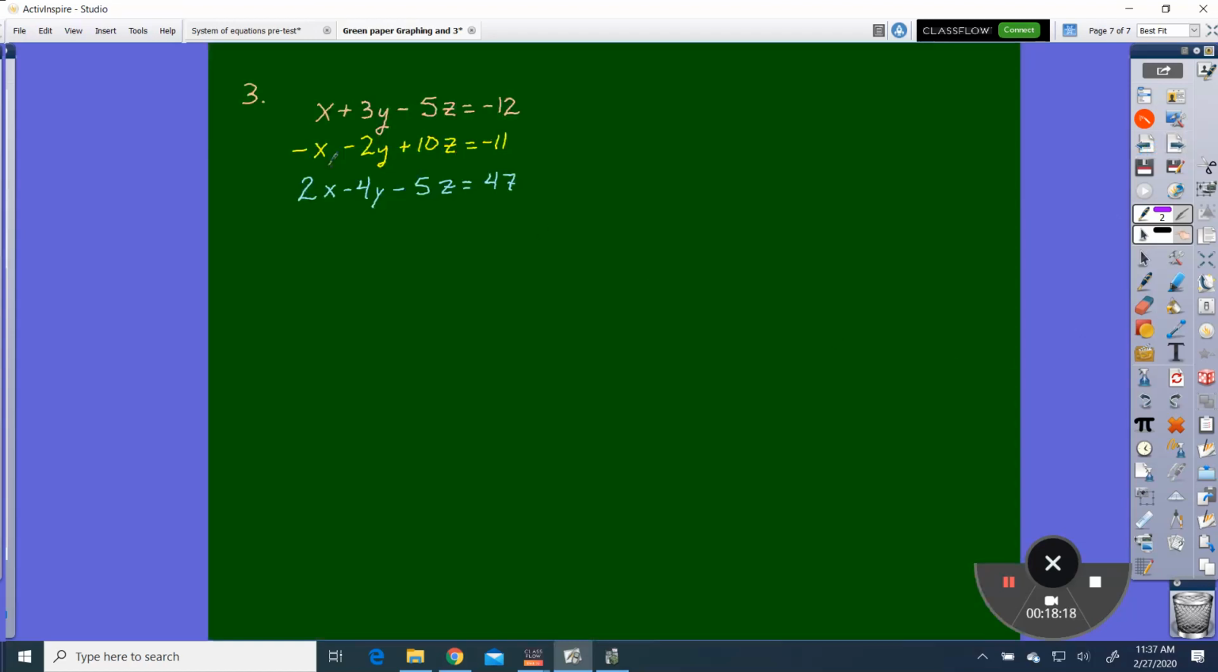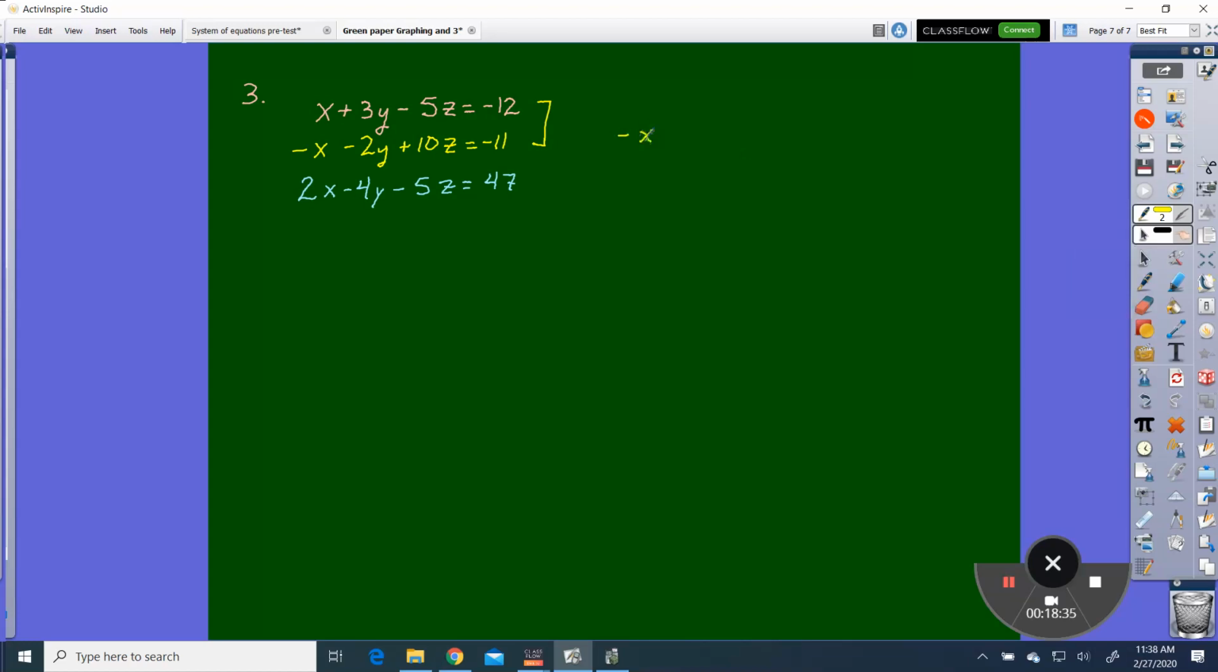Maybe. All right, so here's the last one. I can get rid of the y's, I could get rid of the z's, or I could get rid of the x's. Either way, it doesn't matter. I'm going to get rid of these x's. So I'm going to combine the purple one and the yellow one together.